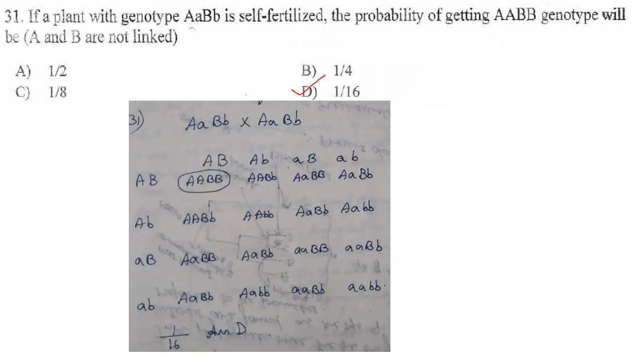Then, if a plant with genotype Aa Bb, capital A small a, capital B small b, is self-fertilized, the probability of getting AABB genotype will be, given A and B are not linked. So this is the genotype of the parents. This is a self, so you cross it with the same parent of the same genotype. These are the gametes over here, and this is the Punnett square showing the likely possibilities. You will get capital A capital B only one time in the Punnett square. So out of these 16, one will be AABB. So the answer here is option D, that is 1 out of 16.